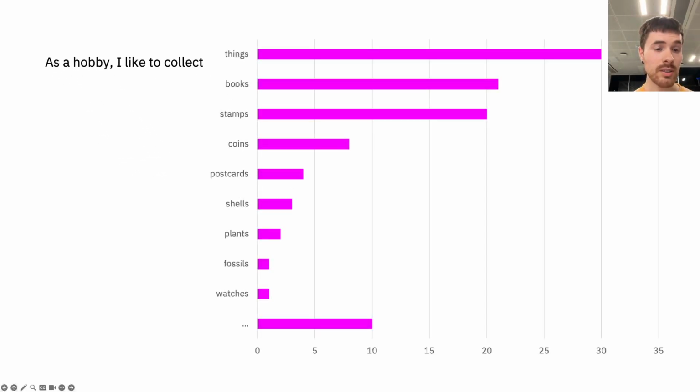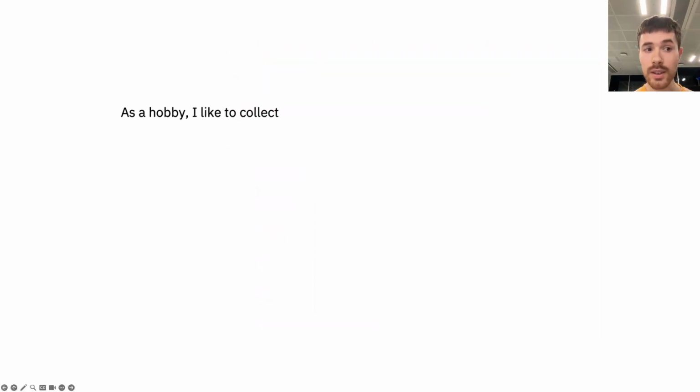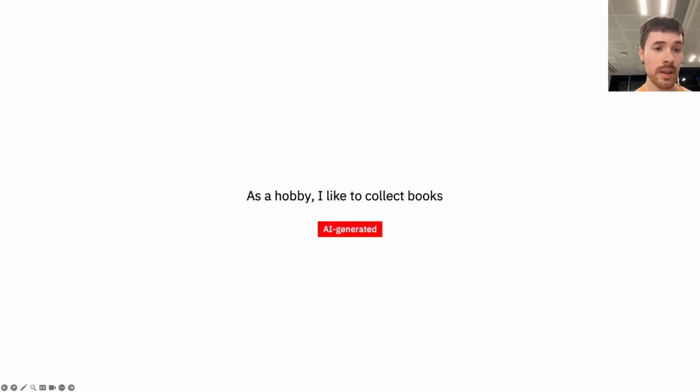And that probability distribution can look like this, right? Like, I like to collect things, I like to collect books, etc. So what we do now is we just pick one of the things that are more likely. For example, books. As a hobby, I like to collect books. That's something that's AI generated, but it really makes sense, right? It's sensible.